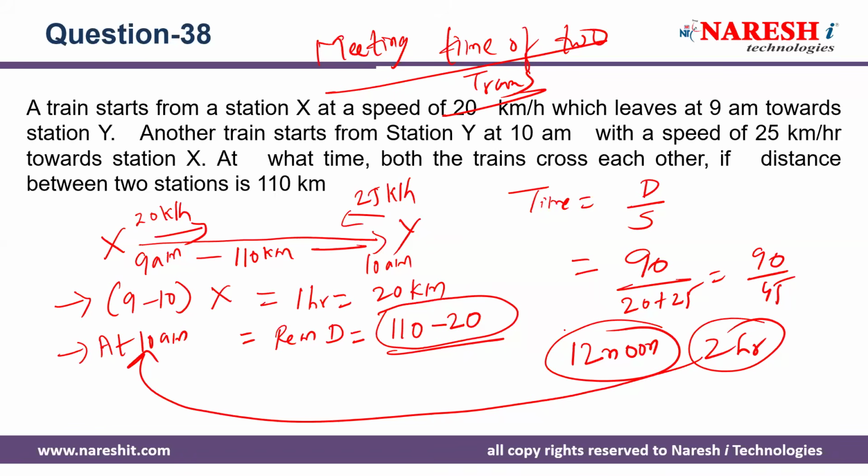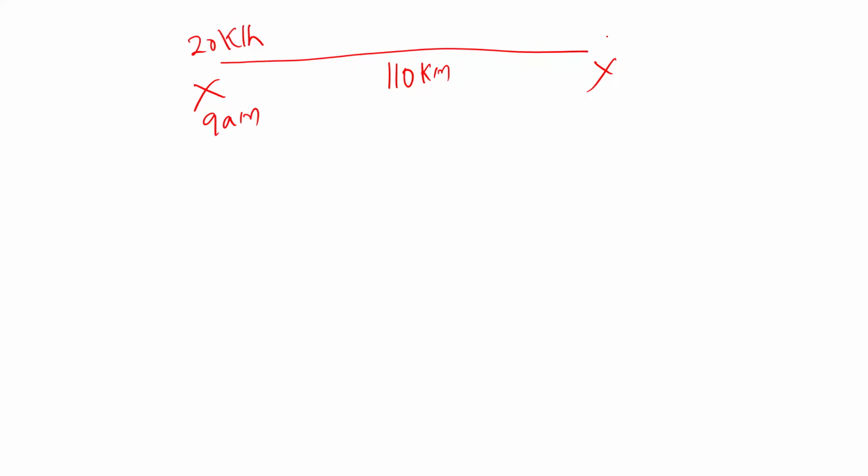Don't worry, I'll explain it again to you because it's a little difficult now. See, two stations X and Y. Distance 110 kilometer. X starts at 9 o'clock, speed 20 kilometer per hour. Y starts at 10 o'clock, speed 25 kilometer per hour.